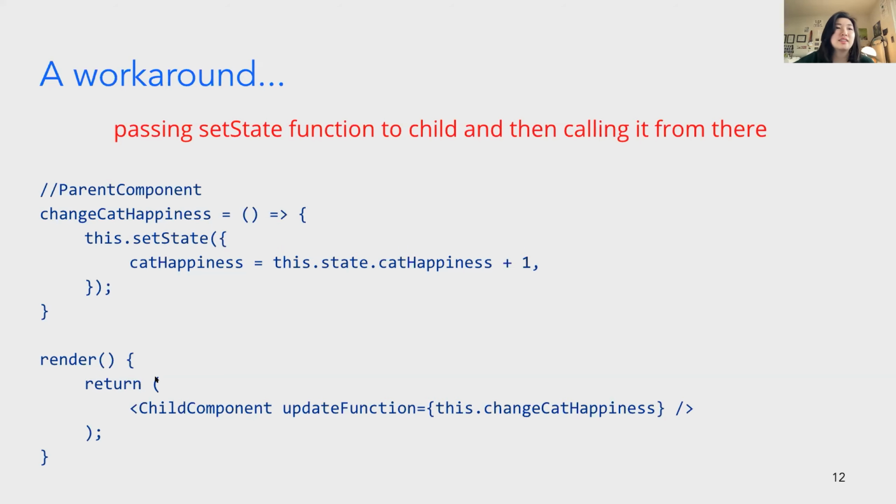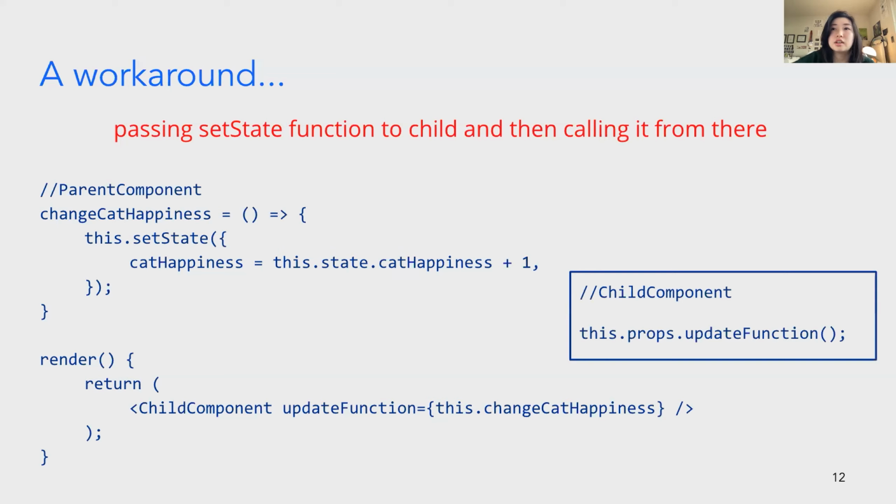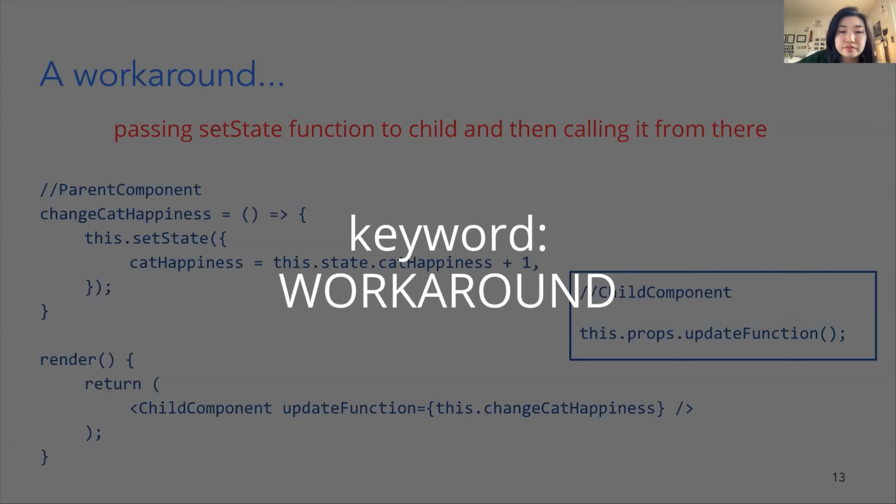And then let's say we want to change the cat happiness from a child component. So then we would pass a prop in, which is basically the changeCatHappiness function, as a prop called updateFunction. So then in the child component, you would be able to call changeCatHappiness indirectly. Use this.props.updateFunction, and then you would be able to increment the state of catHappiness in the parent component. So the keyword is that this is a workaround, and the stuff is a little bit convoluted.